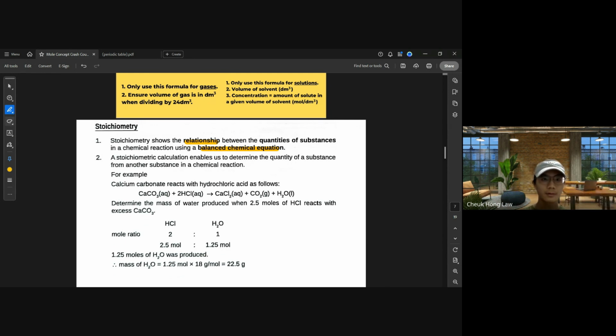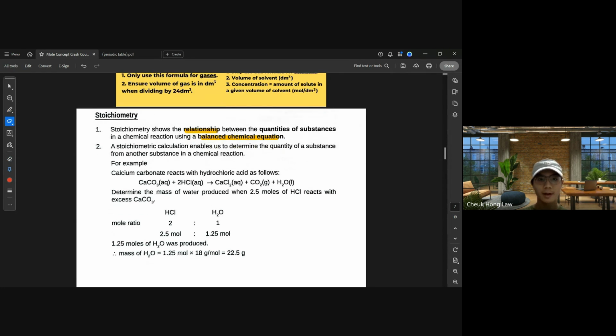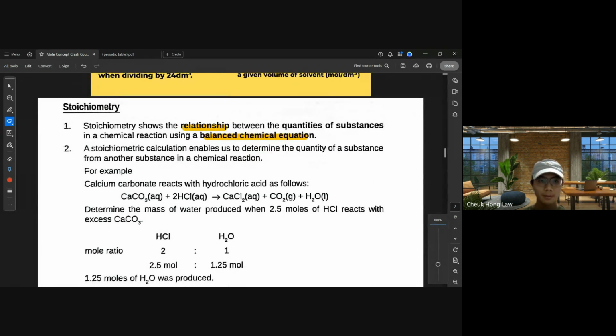For example, in this reaction, calcium carbonate reacting with hydrochloric acid. From this reaction, we know that 1 mole of calcium carbonate reacts with 2 moles of hydrochloric acid to give 1 mole of calcium chloride, 1 mole of carbon dioxide, and 1 mole of water. So you have 1 mole, 2 mole, 1 mole, 1 mole, 1 mole. This is showing the relationship between the quantities. That means this amount reacts with this amount to give this amount, showing the exact quantities in the reaction.